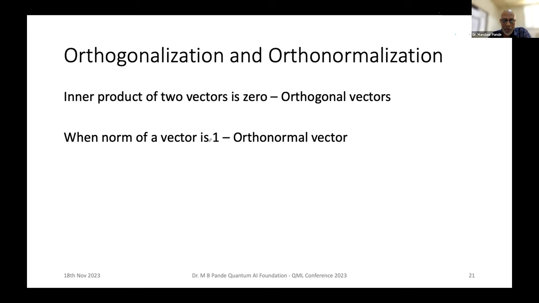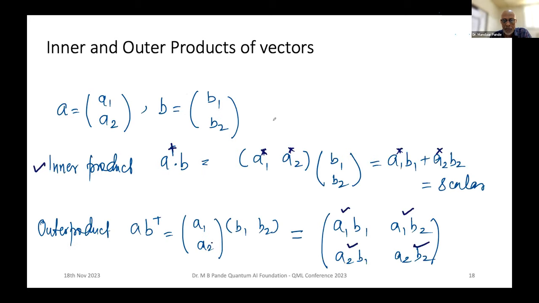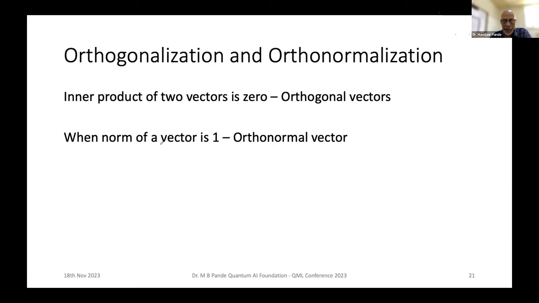The other concept is called orthogonalization and orthonormalization. So when the inner product of two vectors is zero, the inner product I just showed you here, so when A dot B is equal to zero, then you say that these two vectors are orthogonal. And when you take A dot A, and if that is equal to 1, then you say that this particular vector is normalized.